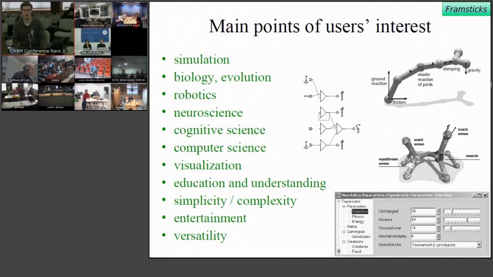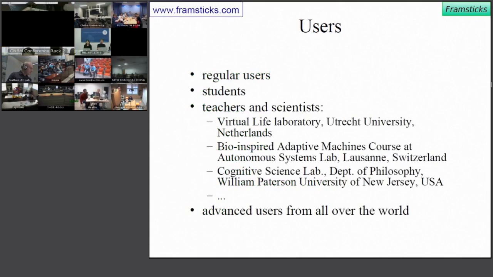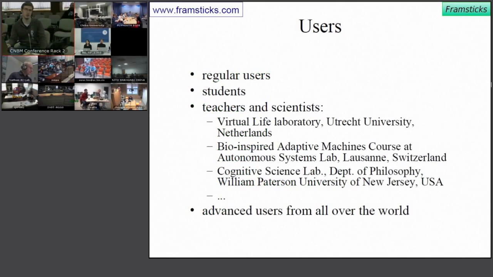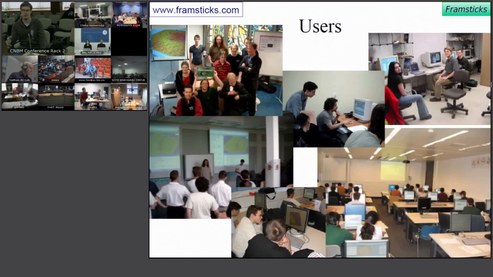What are Framsticks exactly? Framsticks is software that allows its users to simulate and evolve artificial creatures in a three-dimensional environment. Such creatures consist of two main parts: their body, so their physical structure, and their brain, a neural network that controls their behavior. And the nice thing about Framsticks is that we can evolve both things together at the same time. There are many points of users' interest, starting from simulation, cognitive science, and computer science, to even entertainment. There are quite a few users of the software, of many types, for example students, teachers, and scientists. Here on this slide we can see some of them.